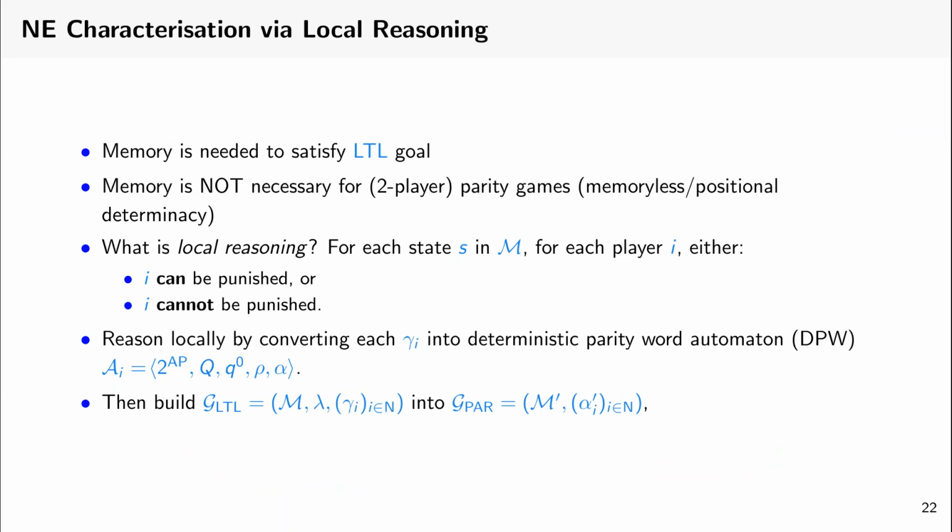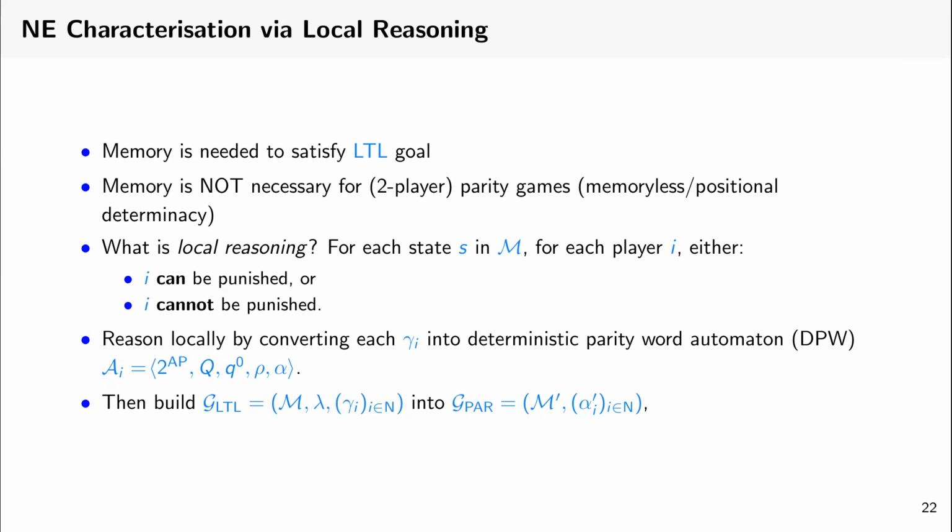The problem with LTL goals is that we need memory. We need memory to satisfy an LTL goal, and it makes it difficult to reason locally. So what we do is use parity games as a way to compute these punishment strategies. Okay. So this is what we call local reasoning. So what exactly is local reasoning? It means that for each state s in the game arena, and for each player i, i can either be punished or cannot be punished, right? So this is what we usually call a Markovian strategy, which only depends on the current state.